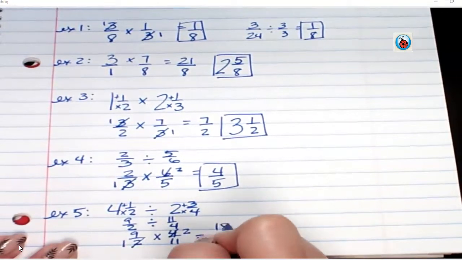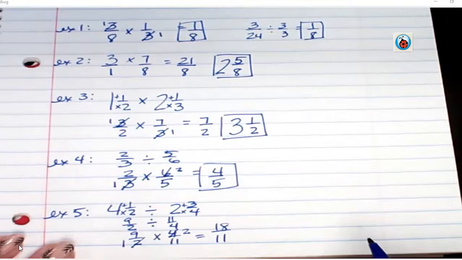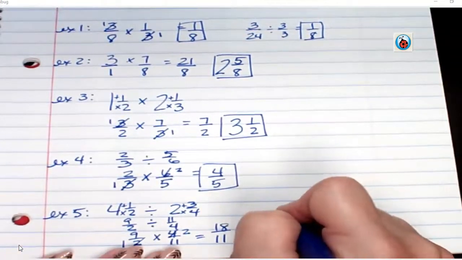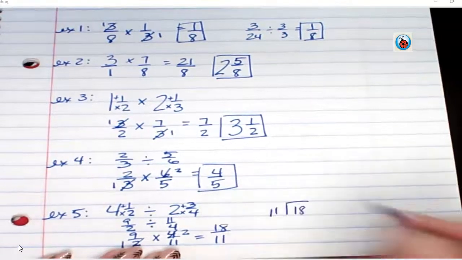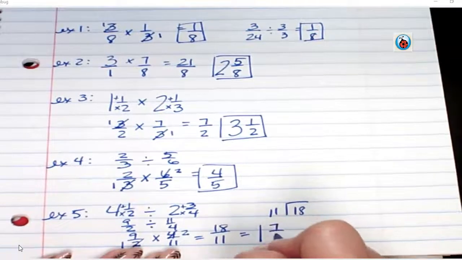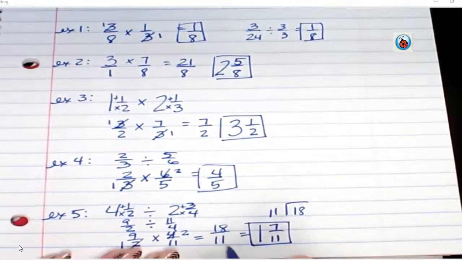I end up with 18/11. But that's improper. I'm going to turn and divide. So I'm going to do top in, bottom out. 11 goes into 18 one time with 7 left over. Always keep your same denominator.